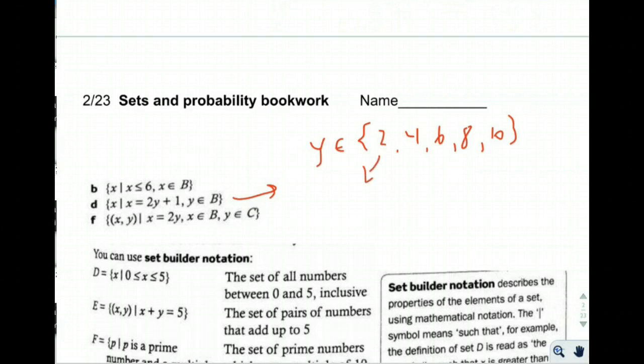So 2 times 2 plus 1 is 5. 2 times 4 plus 1 is 9. 2 times 6 plus 1 is 13. 2 times 8 plus 1 is 17. And 2 times 10 plus 1 is 21. So the set here would be 5, 9, 13, 17, 21, because these numbers are all derived with the formula 2y plus 1.